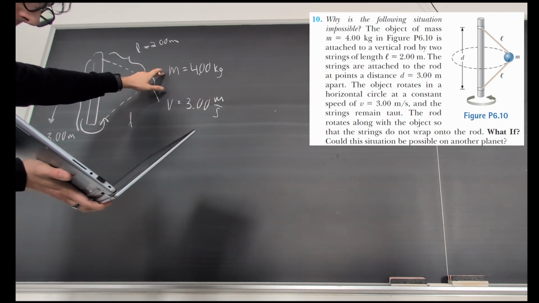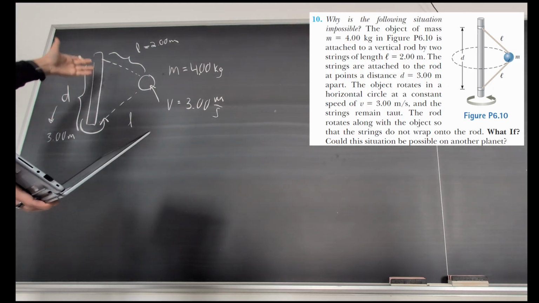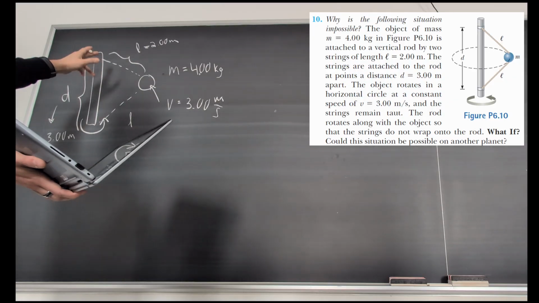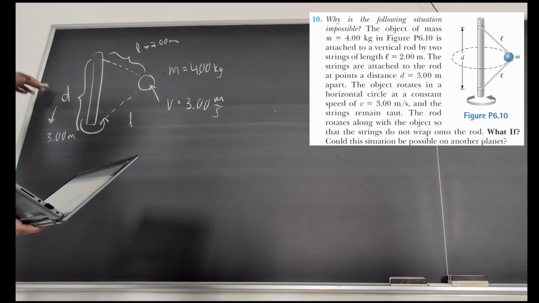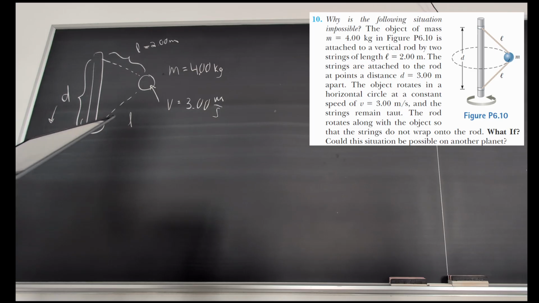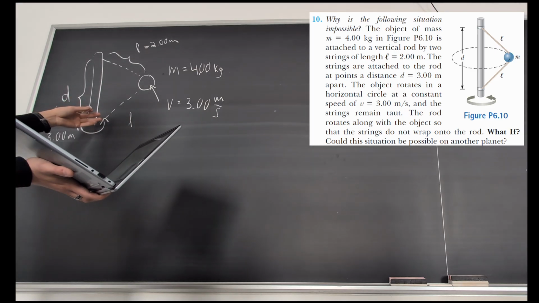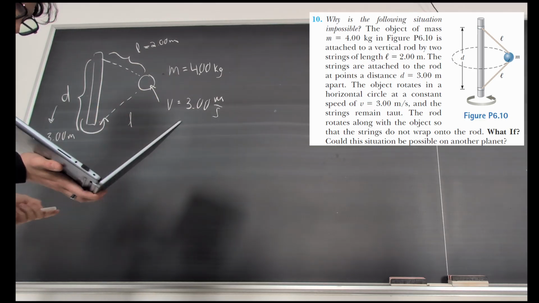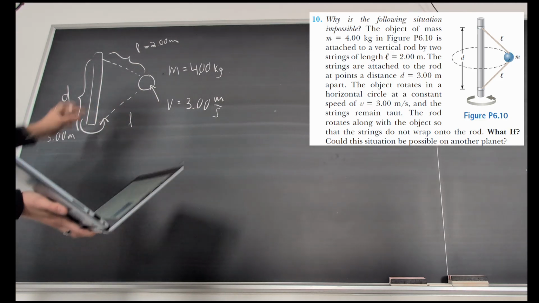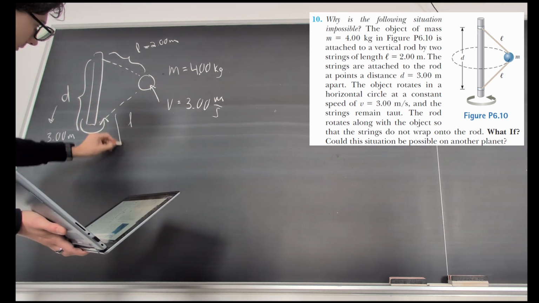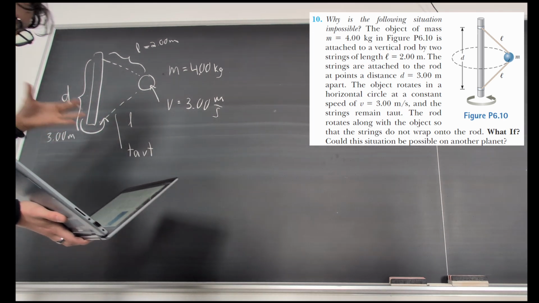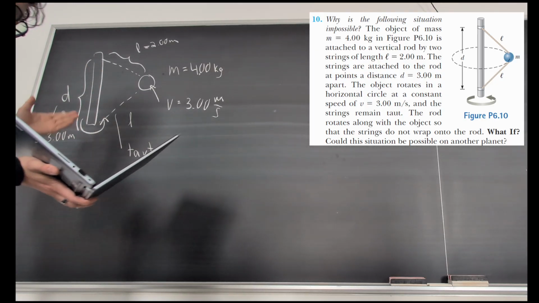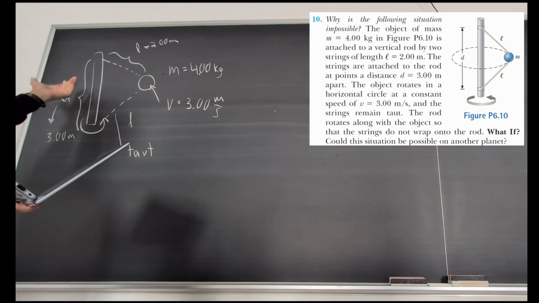The object of mass m in this figure is attached to a vertical rod by two strings of length L, 2 meters. The strings are attached at points a distance d, 3 meters apart. The object rotates in a horizontal circle at a constant speed of 3 meters per second, and the string remains taut. That's an important thing. The strings remain taut, meaning they are being pulled tight and there's no slack. The rod rotates along with the object so that the strings do not wrap around the rod.